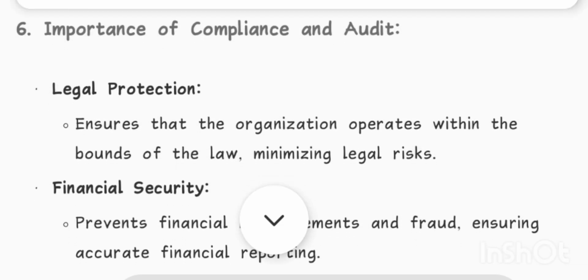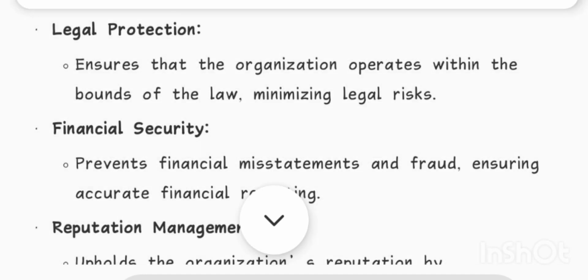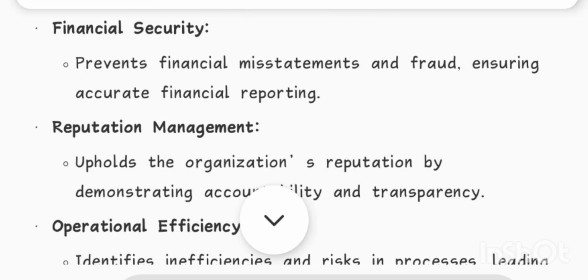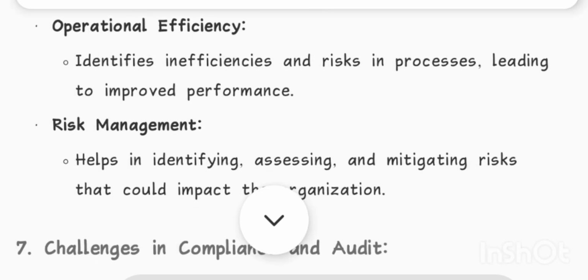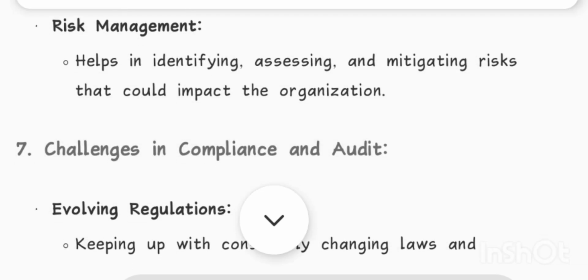6. Importance of compliance and audit. Legal protection. Ensures that the organization operates within the bounds of the law, minimizing legal risks. Financial security. Prevents financial misstatements and fraud, ensuring accurate financial reporting. Reputation management. Upholds the organization's reputation by demonstrating accountability and transparency. Operational efficiency. Identifies inefficiencies and risks in processes, leading to improved performance. Risk management. Helps in identifying, assessing, and mitigating risks that could impact the organization.